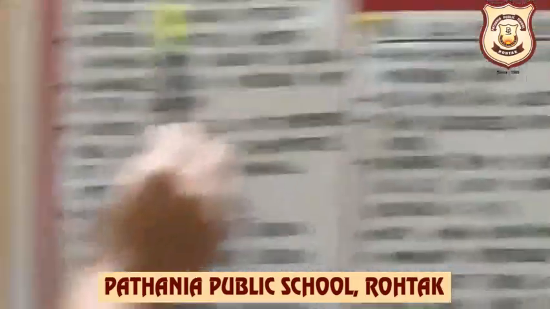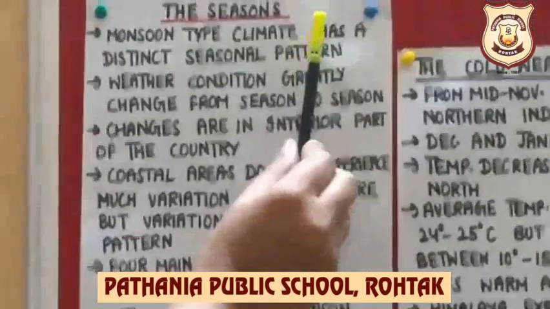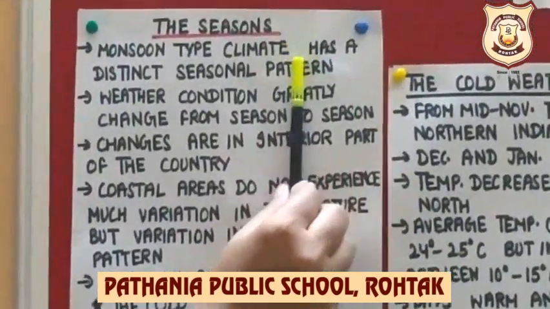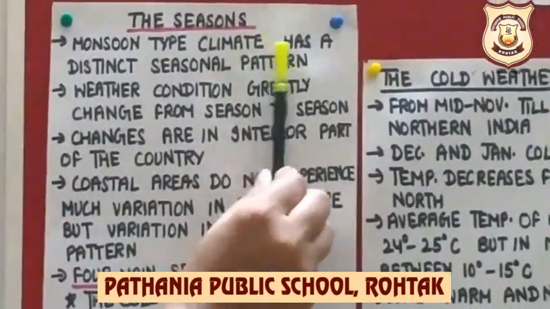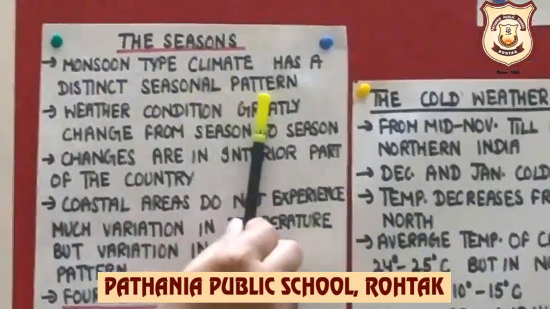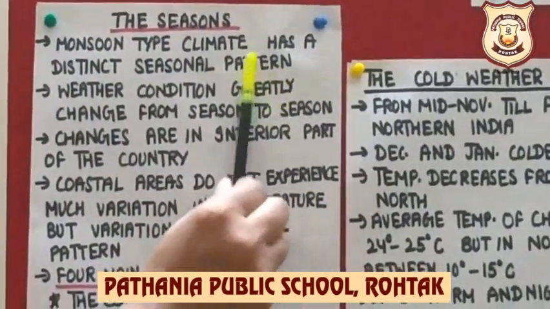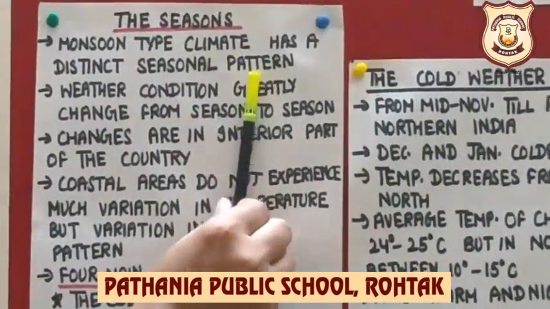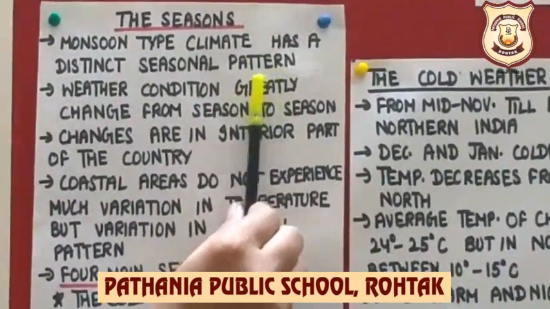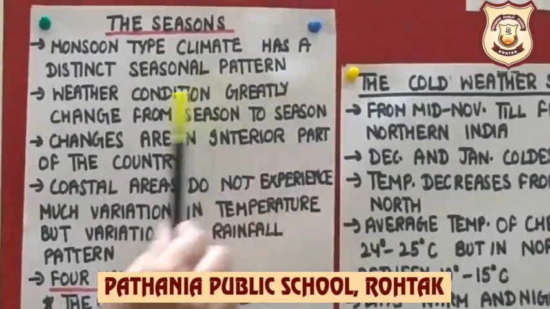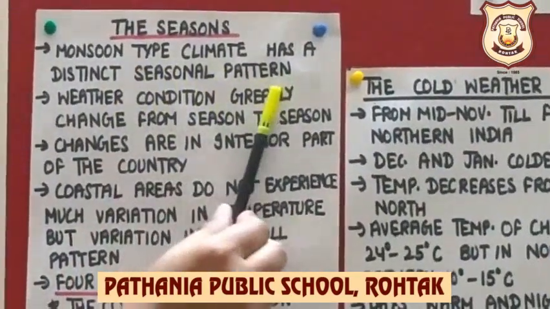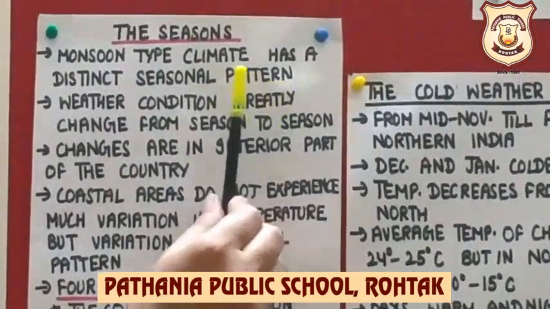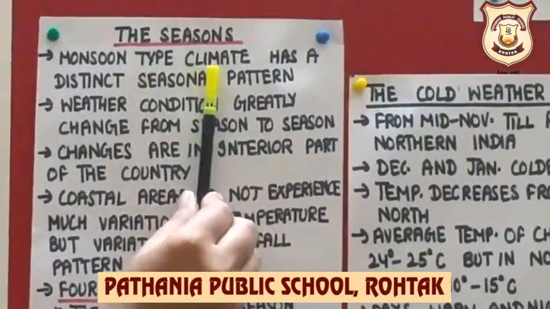India experiences a monsoon type of climate. And do you know what we mean by monsoon type climate? It has a distinct seasonal pattern. As you experience it in your country, in your area, first of all the summer season is there, then rainy weather, then winters, then the autumn season. So it has a distinct seasonal pattern that never changes, and that is known as the monsoon type climate.